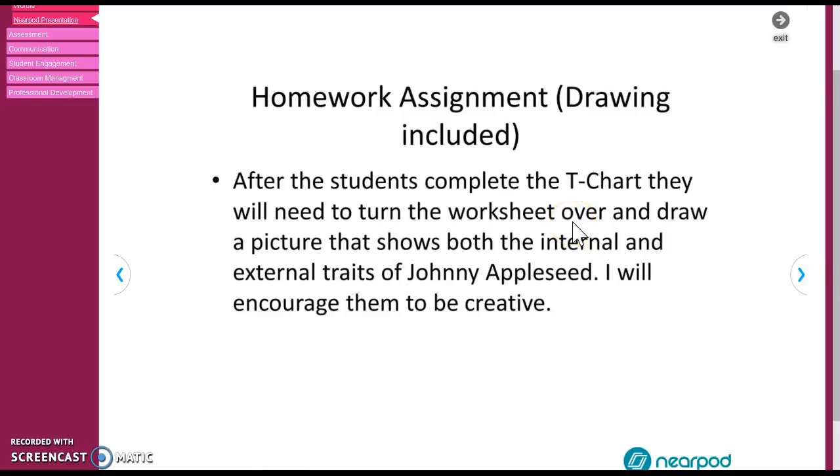Now, to have a drawing included, I said that after the students complete the T-chart, they'll need to turn the worksheet over and draw a picture that shows both the internal and external traits of Johnny Appleseed. So if he's caring or happy, he has to have a smile or something, or be helping somebody out, and they just really need to be creative with it in order to get a good grade for the homework assignment.